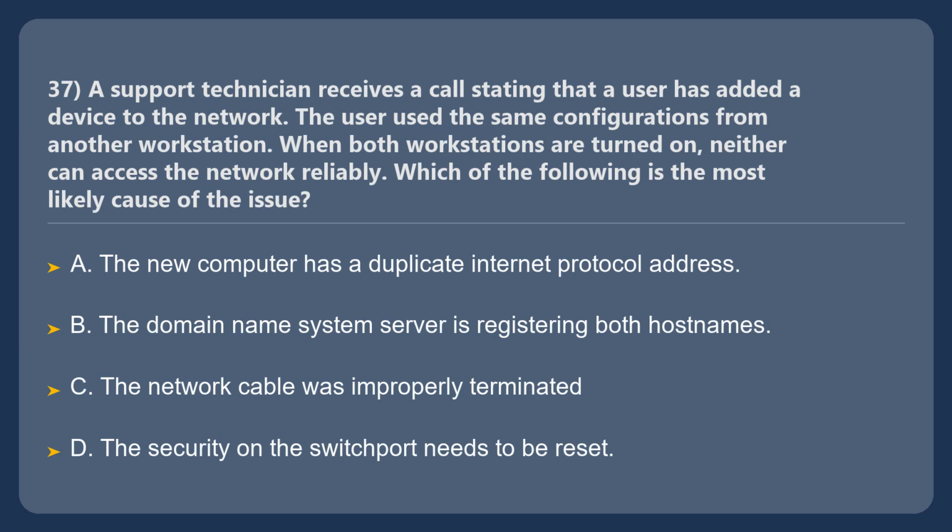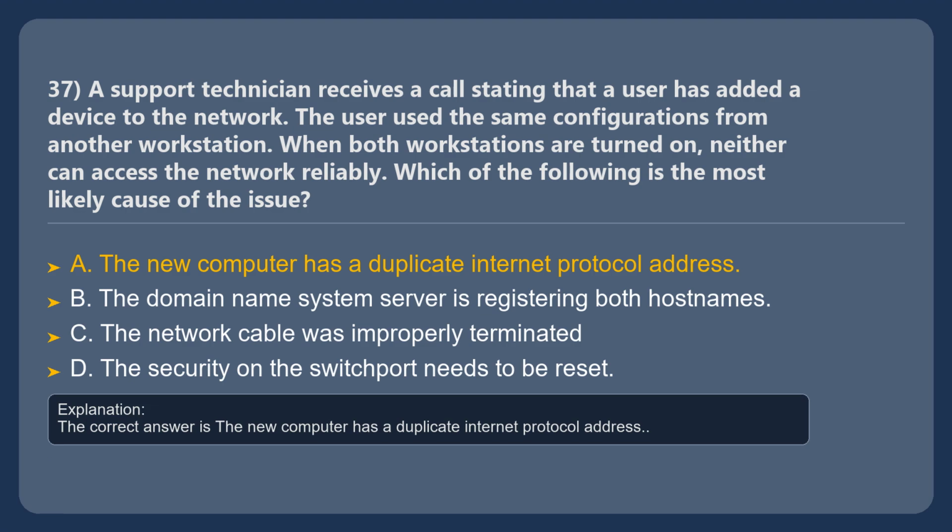Question 37. A support technician receives a call stating that a user has added a device to the network. The user used the same configurations from another workstation. When both workstations are turned on, neither can access the network reliably. Which of the following is the most likely cause of the issue? Option A. The new computer has a duplicate Internet Protocol address. Option B. The domain name system server is registering both host names. Option C. The network cable was improperly terminated. Option D. The security on the switch port needs to be reset. The correct answer is option A. The new computer has a duplicate Internet Protocol address.